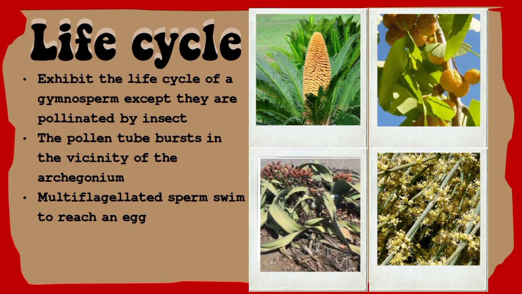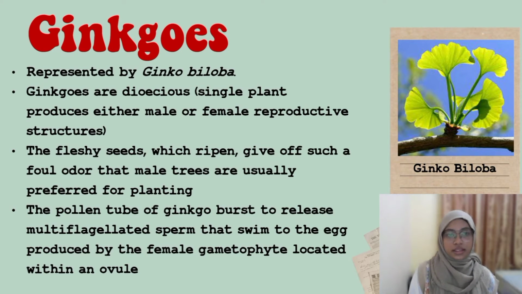The life cycle of a cycad exhibits the life cycle of a gymnosperm, except they are pollinated by insects. The pollen tube bursts in the vicinity of the archegonium. Multiflagellated sperm will swim to reach an egg. Third one is ginkgos. Ginkgos are represented by Ginkgo biloba. You can see the picture of Ginkgo biloba here.